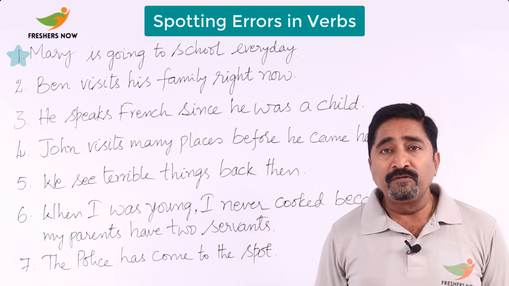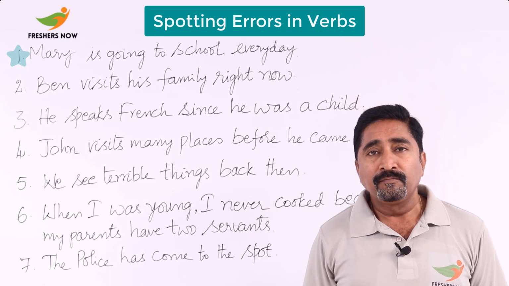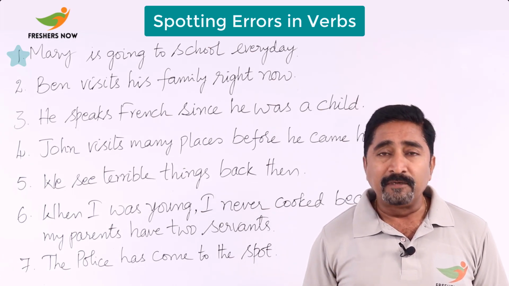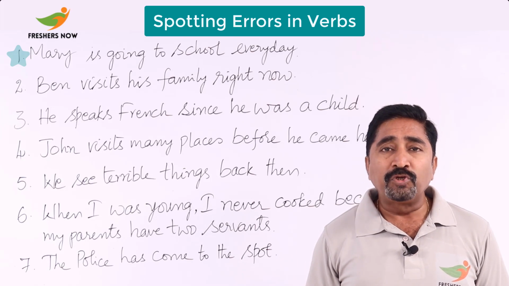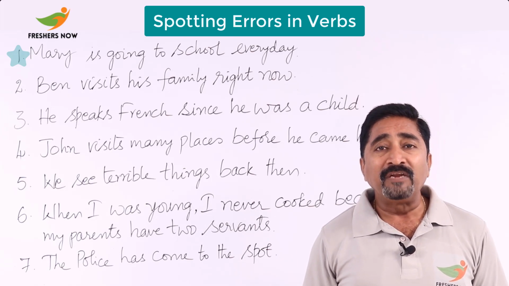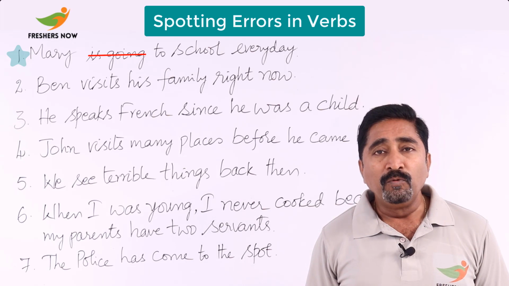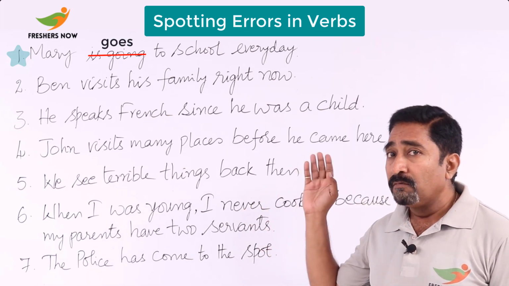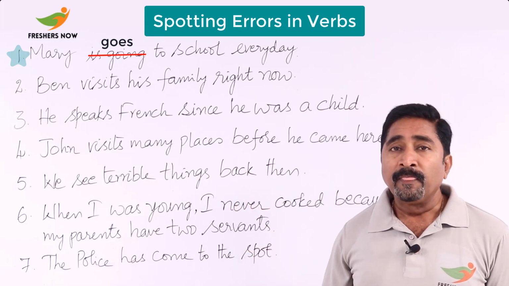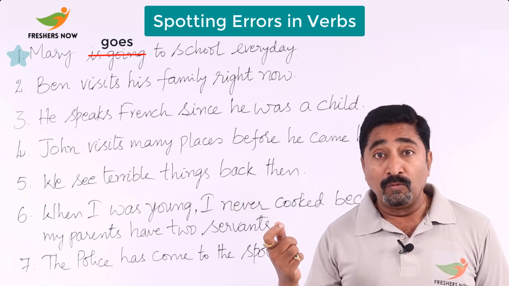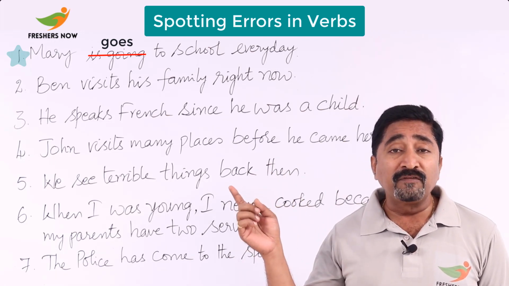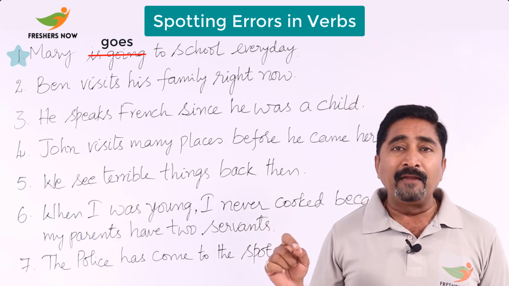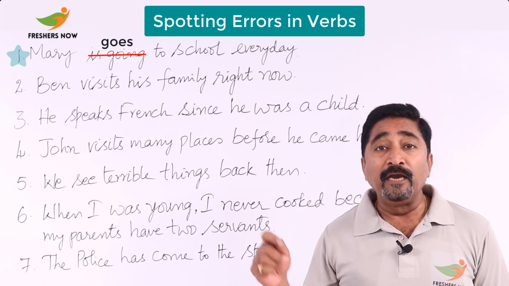Mary is going to school every day. Here, every day refers to a routine activity, and in that case, we should use only simple present tense. So we should say that Mary goes to school every day. And here it is not go. Make sure, because Mary is in the third person singular number, and so we add es and say goes.